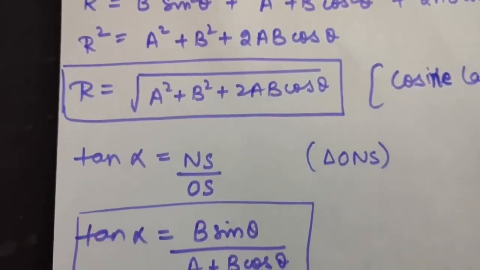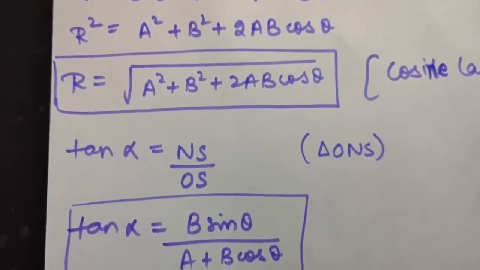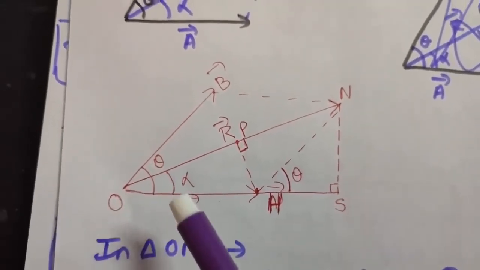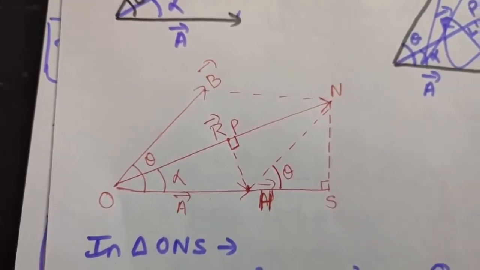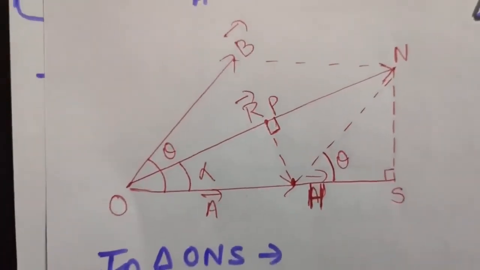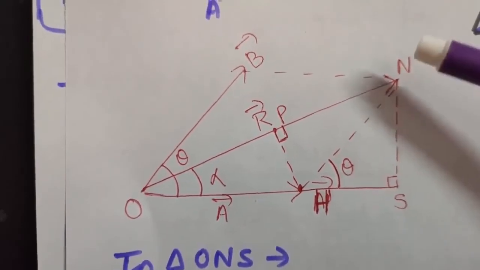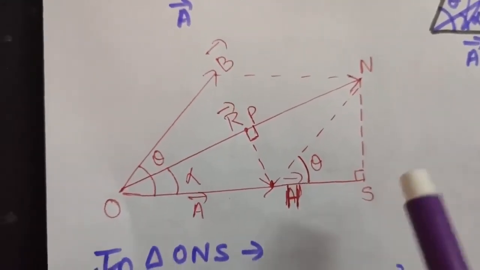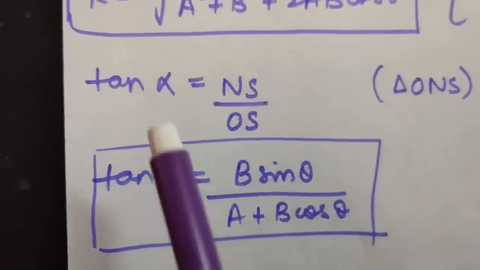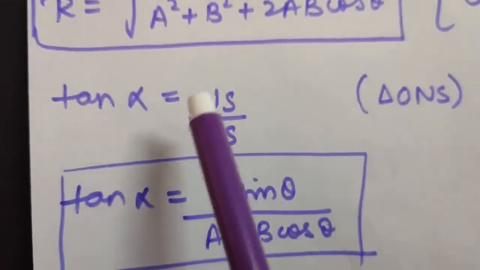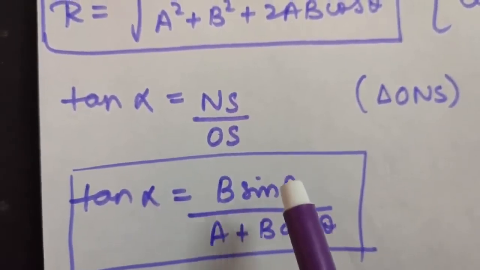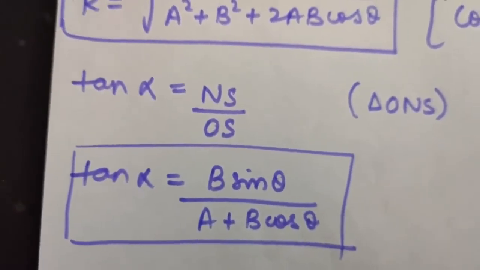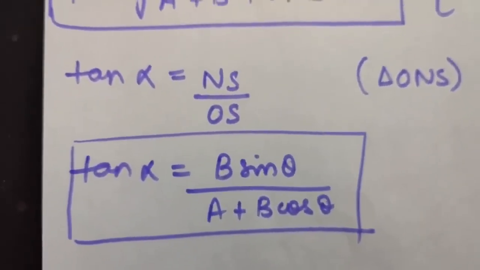Okay, now if I calculate tangent alpha in the same diagram. So tangent alpha in triangle again ONS will be equal to perpendicular upon base. So perpendicular is NS and your base is OS, and we have calculated both these values. So tangent alpha is NS upon OS. NS, as we have calculated, is B sin theta, and OS is A plus B cos theta. So from here we can calculate the direction of the resultant vector.